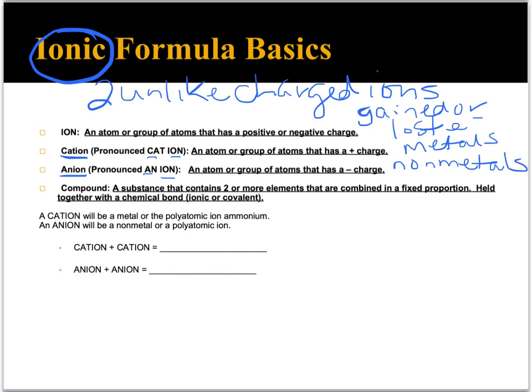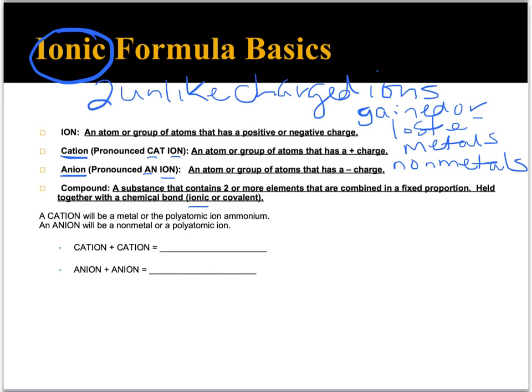Now, cations and anions, because they are unlike charged, are going to be attracted to each other, and when they come together, they're going to form a compound. To review, chemical compounds are substances that contain two or more elements that are combined in a fixed proportion. So fixed proportion means like 1 to 1 or 1 to 2. So they're held together in a consistent ratio. And remember that compounds are held together with either an ionic bond or a covalent bond. And in this PowerPoint, we're focusing on writing formulas for ionic compounds.